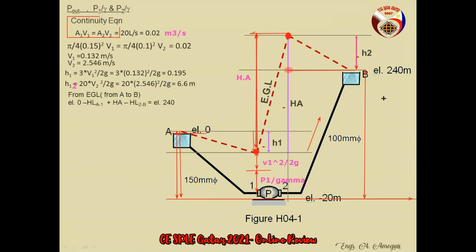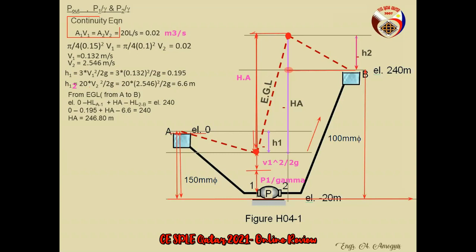Di ba? So, 0, then head loss 1, or H1, plus HA, then minus head loss 2 equals 240. Parang sinusundan mo lang. Meron ka ng H1, meron ka ng H2, you can solve head added ng pump. Right? So, HA is 240 plus 1.95 plus 6.6. That is 246.8. Nakuha? Di ba napapansin mo, hindi pumasok yung papel nung minus 20 diyan.